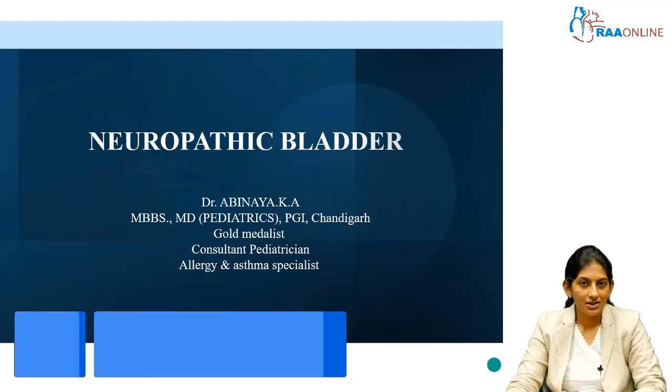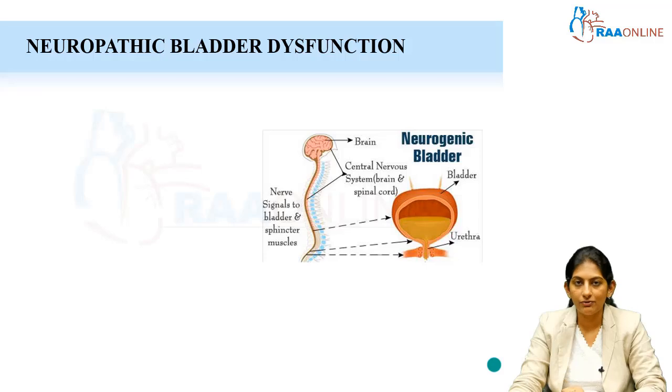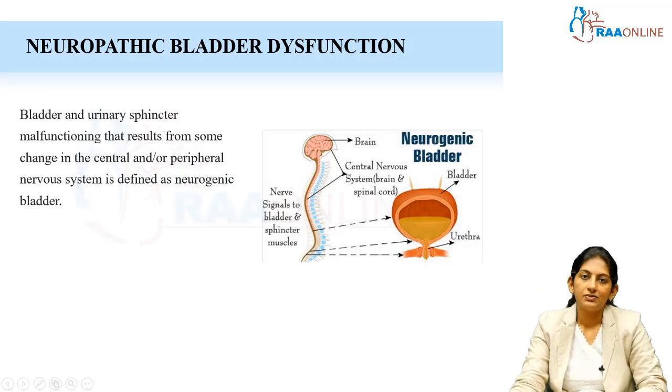So in the chapter discussion on nephrology and urology, the next topic of discussion is on neuropathic bladder. This is going to be a brief presentation. So we all know neuropathic bladder dysfunction is common in children, especially in children with neural tube defects.